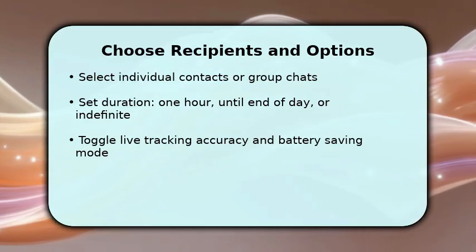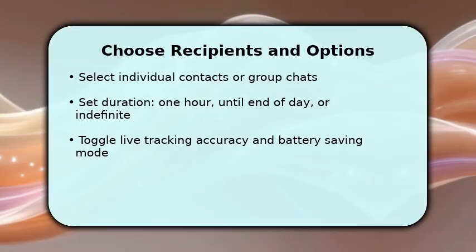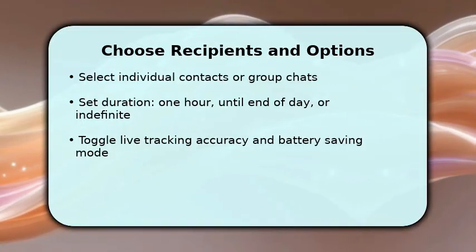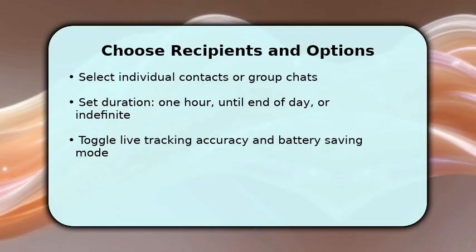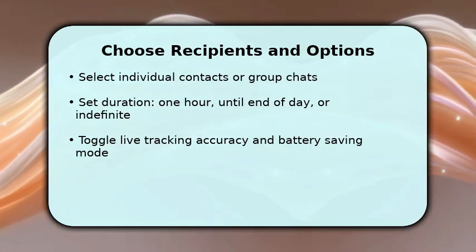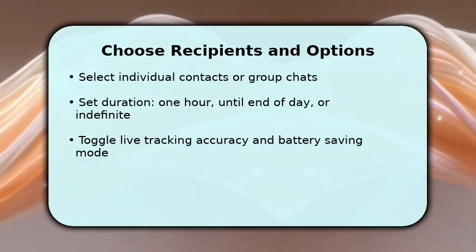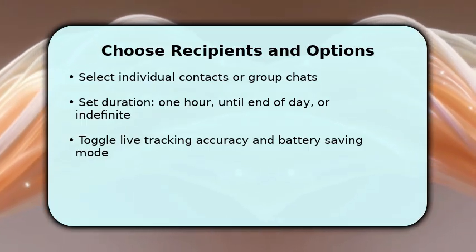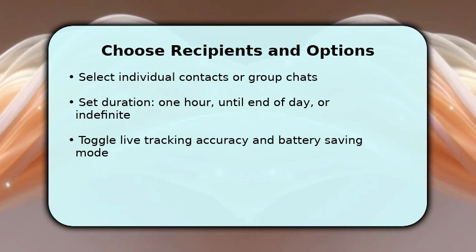Then configure options like high-accuracy tracking for navigation or battery-saving mode for longer sessions. This balances precision versus battery drain. After you confirm, the app sends a link or notification to recipients. Make sure to check the preview so recipients receive the intended level of access.